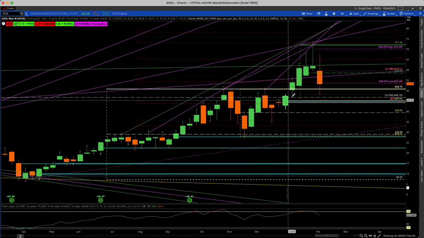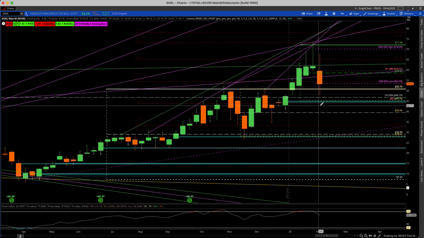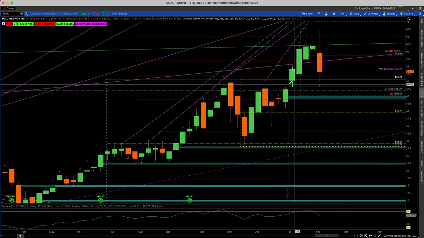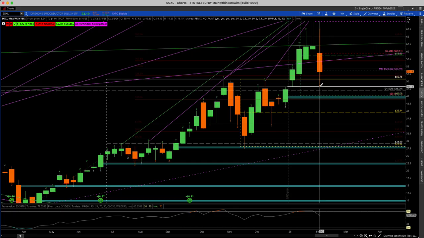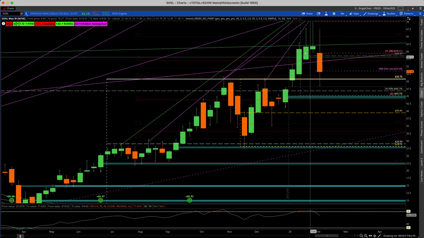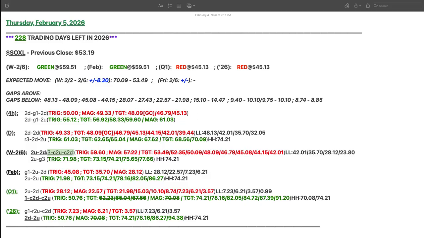Right, here's your 3 combo 2 up, 2 down. All right, and you see that combo 2 up starts here at the gap. So if we close that gap, that triggers this 3 combo 2 up, combo 2 down. All right, so that would trigger at 48.09 and give us these extended targets here.